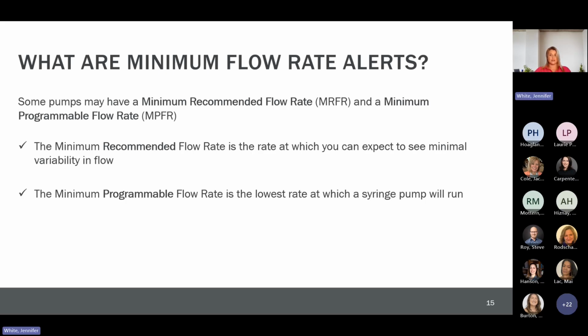Minimum programmable flow rate is the lowest rate at which a syringe pump will run. It will not infuse at rates below this. How will this affect your practice? It will delay an infusion because the pump will not accept the programmed rate and the nurse will not be able to start the infusion. The patient may have increased blood pressure, a drop in blood pressure, or an increase in agitation if you are running a sedation medication.